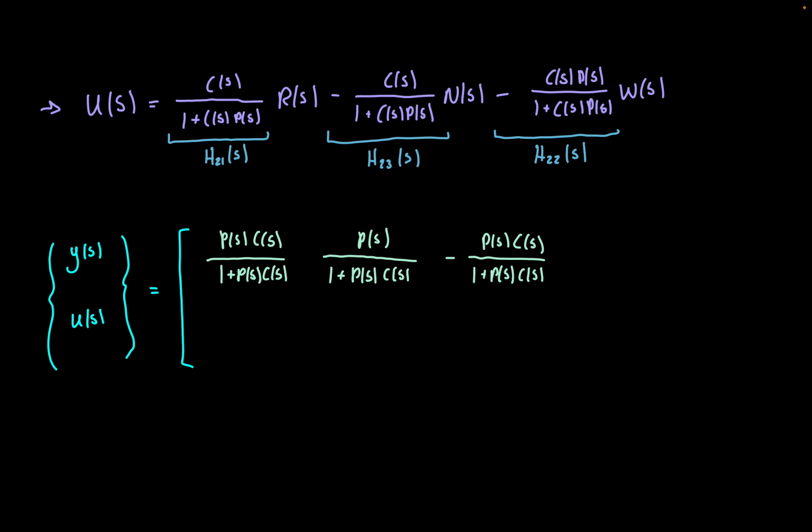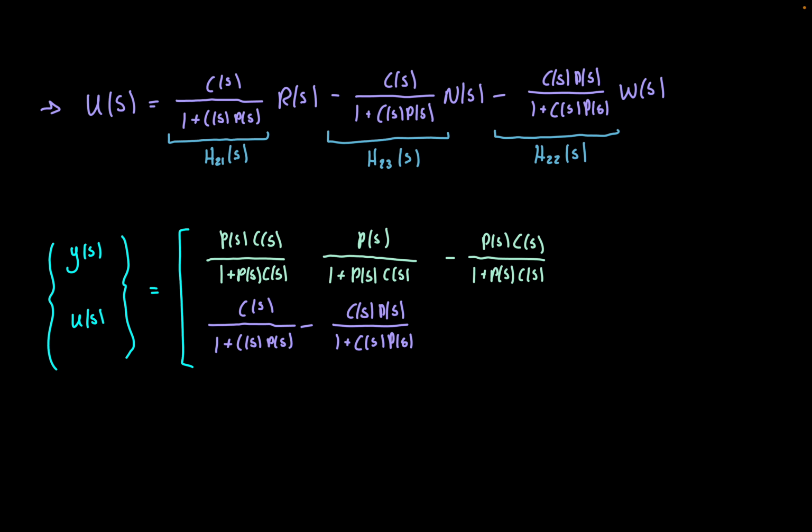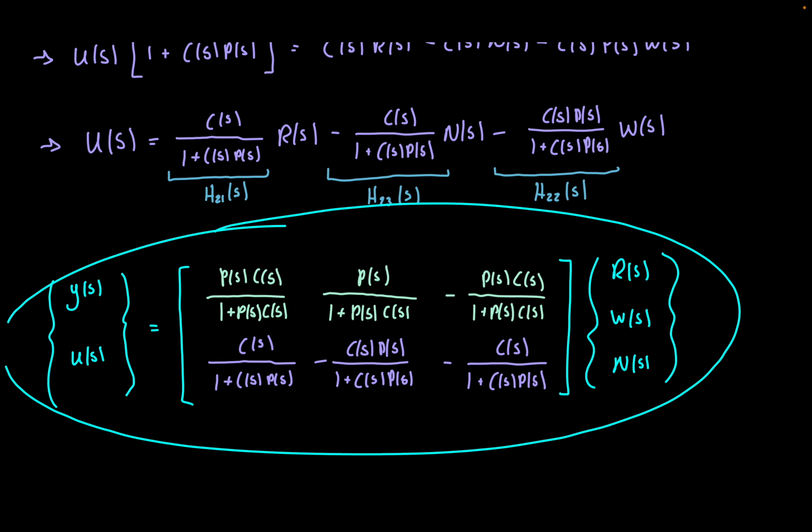So I'll go here, and then we'll take H21, H22, bring that in, and then H23. So then all we have to do is write the inputs, which is R of S, W of S, and N of S. So now we found all 6 transfer functions for the multiple input, multiple output, or MIMO system above.